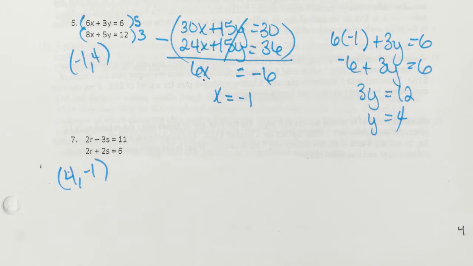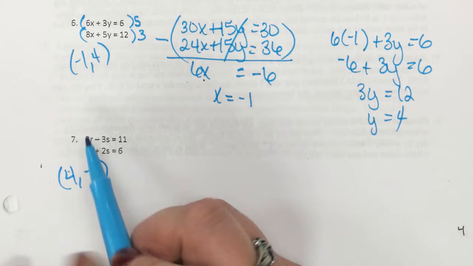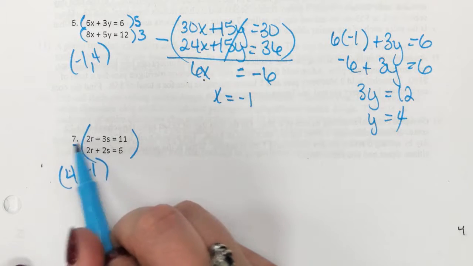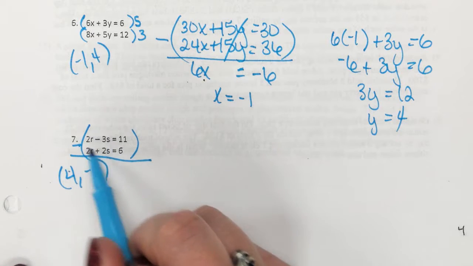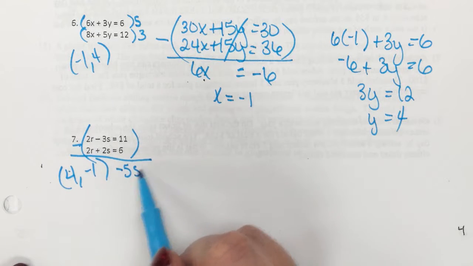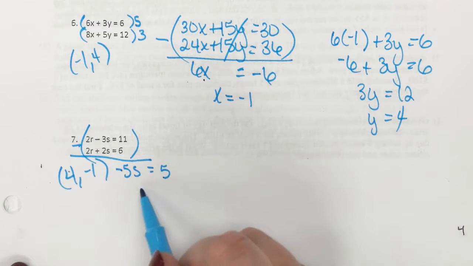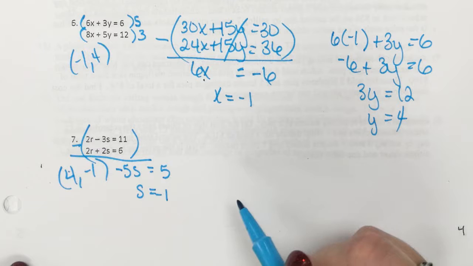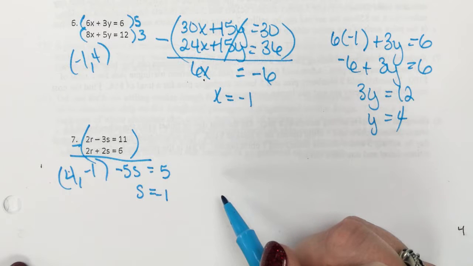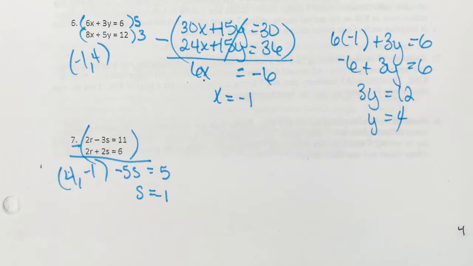All right, number 7, you should have gotten 4, -1. So these 2's are already the same. So I'm going to go ahead and subtract. -3 minus 2 is -5. 11 minus 6 is +5. Divide and you get -1. Oh, okay, I see that. So I need to keep going? No? Okay. Anybody have issues?